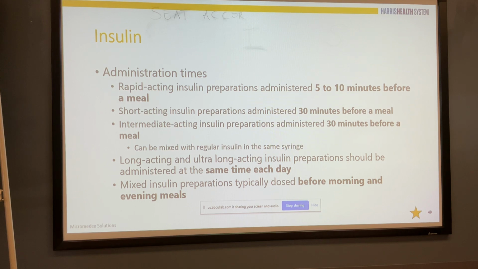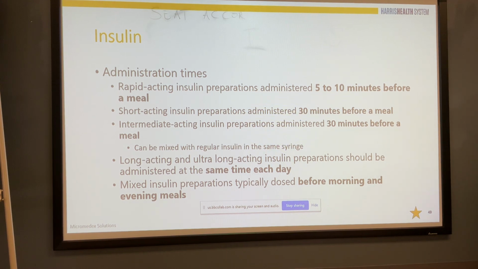Alright, so administration time is really important. This is good for patients to know. They have to give insulin at the right times in order for it to be most effective. So if they're on a rapid acting insulin like Novolog or Humalog, they would give it to themselves 5 to 10 minutes before a meal. If they're on a short acting insulin preparation, so that would be like Novolin R or Humulin R, then they would do that 30 minutes before a meal.